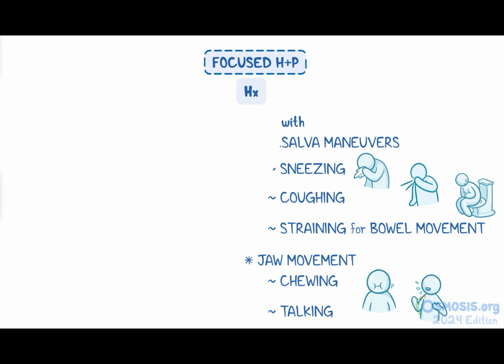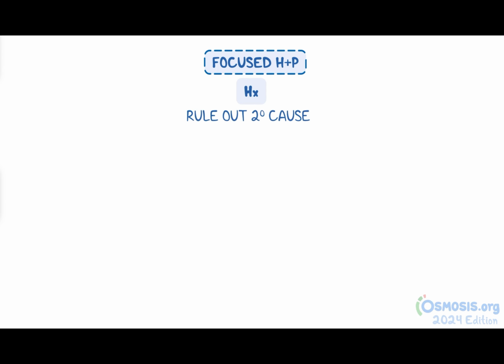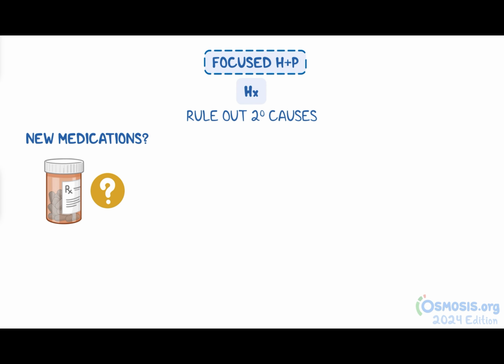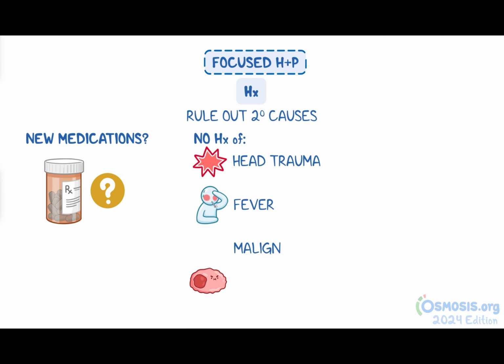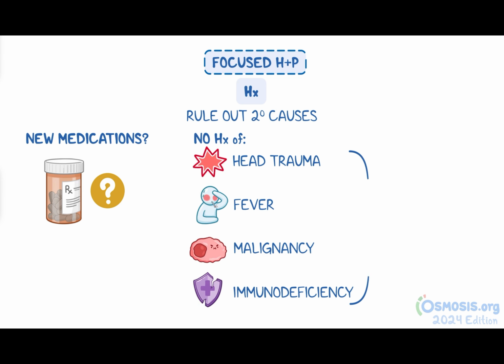While obtaining history, be sure to rule out secondary causes of headaches. First, ask the patient if they have started any new medications recently, because some headaches can be an adverse effect of medications. Also, the patient should report no history of head trauma, systemic symptoms such as fever, malignancy, or immunodeficiency. If any of these are present, think of secondary headaches.